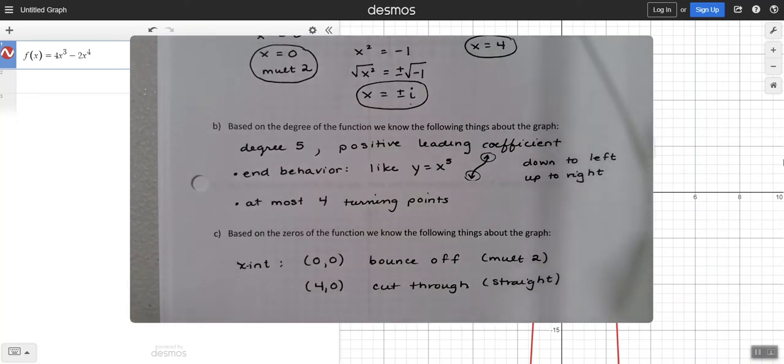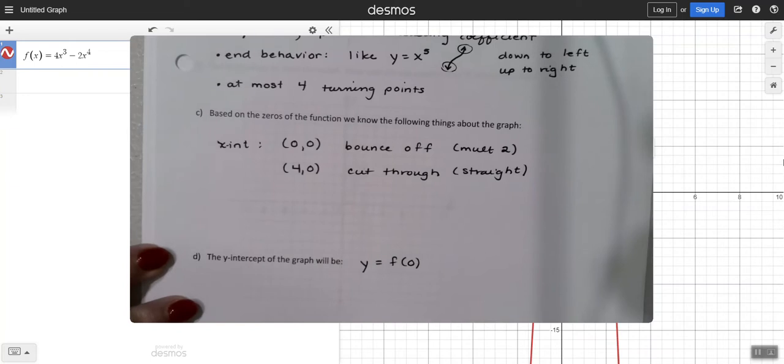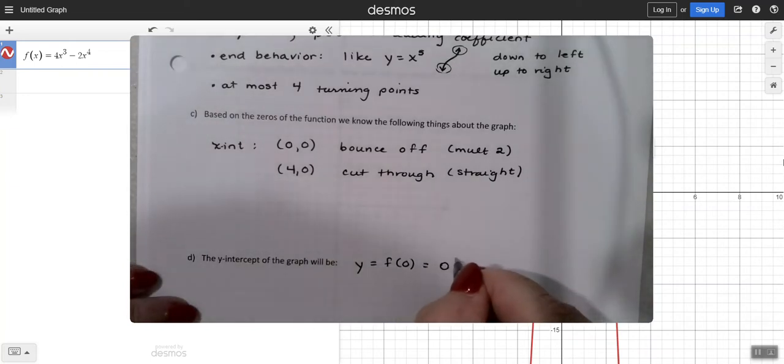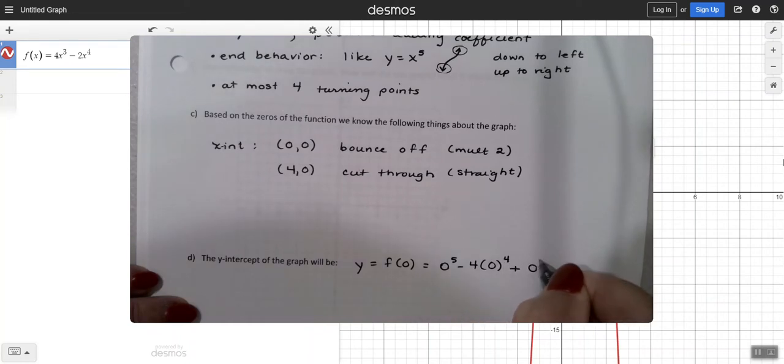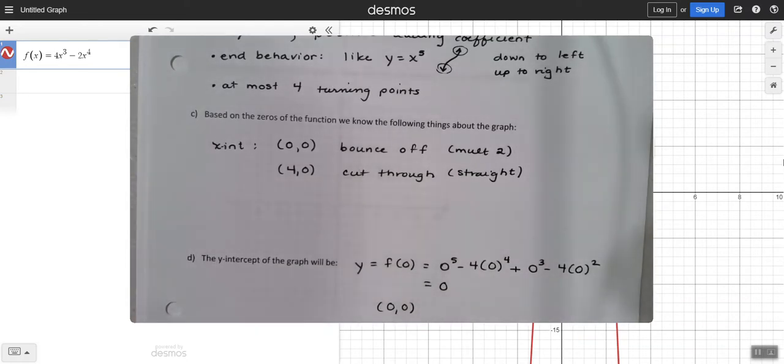All right, finally the y-intercept. I already really know it because with the x-intercept of 0, 0, that has to be the y-intercept as well. But I'll just for completeness say, if I calculated f of 0, plugging in 0 to my x, I'd get 0 to the 5th minus 4 times 0 to the 4th plus 0 cubed minus 4 times 0 squared, and those are all just zeros. So unsurprisingly, I get 0, 0 as my y-intercept. All right, let's put it all in a graph.